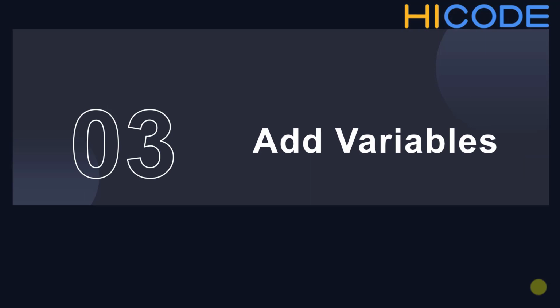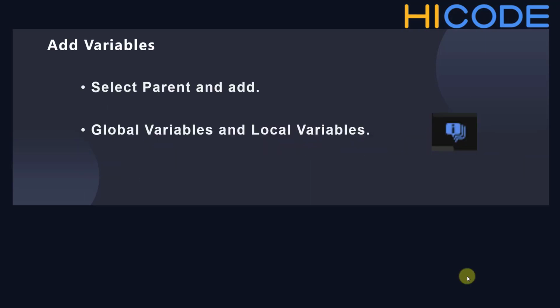Next, let's look at how to add variables. Actually, it is quite simple. Select the parent, go to the widget bar, and single-click on the variable you want, and it is done. But what we need to pay attention to is the parent. That determines whether it is a global variable or a local variable. Global variables belong to the whole program.